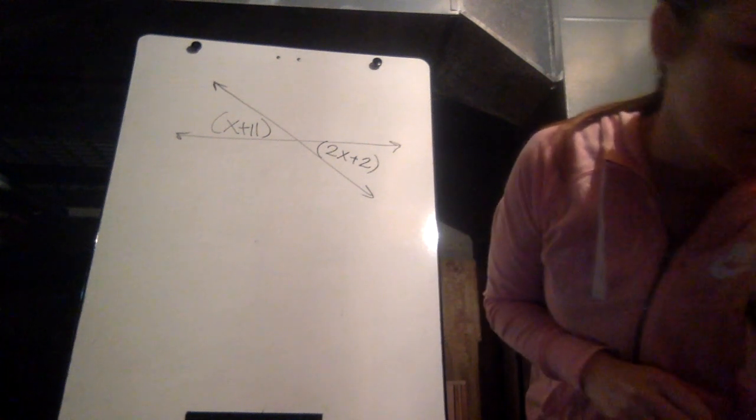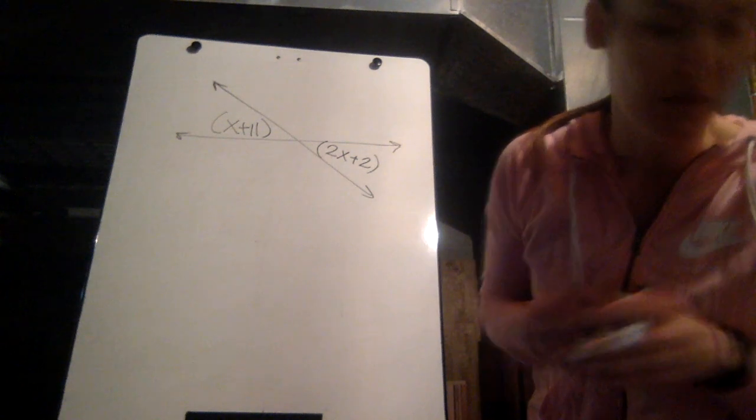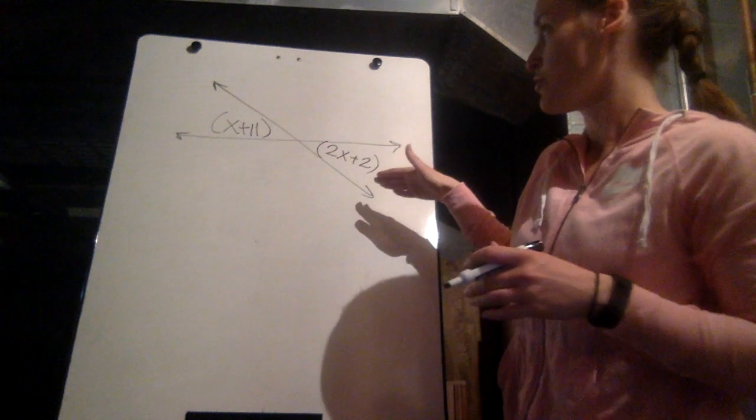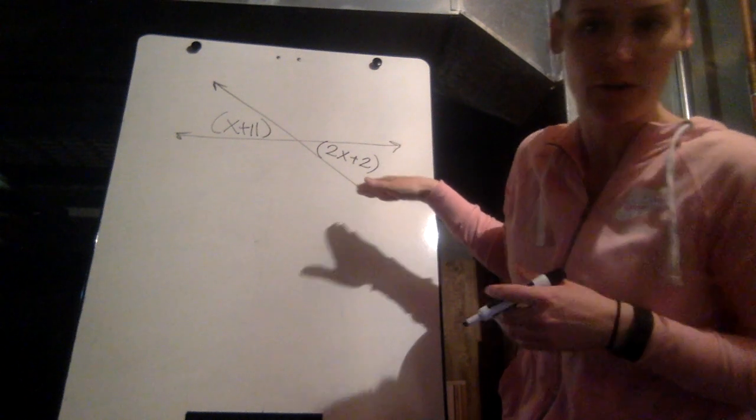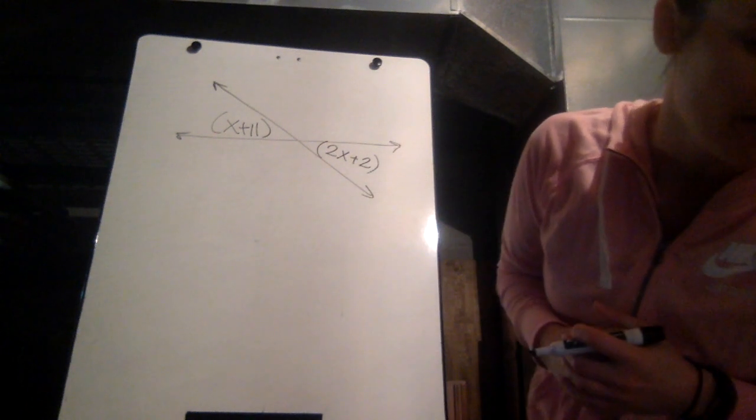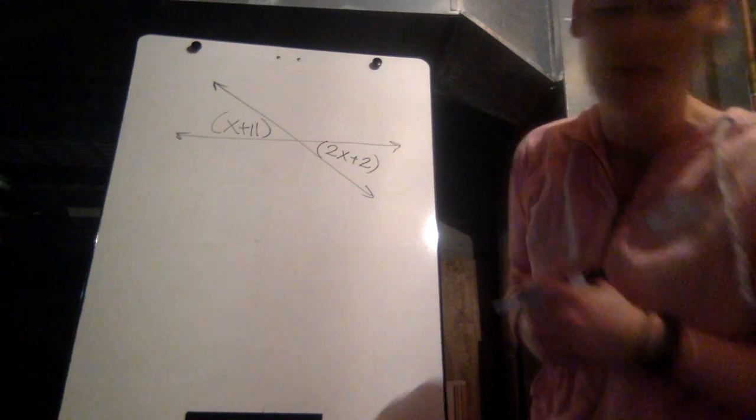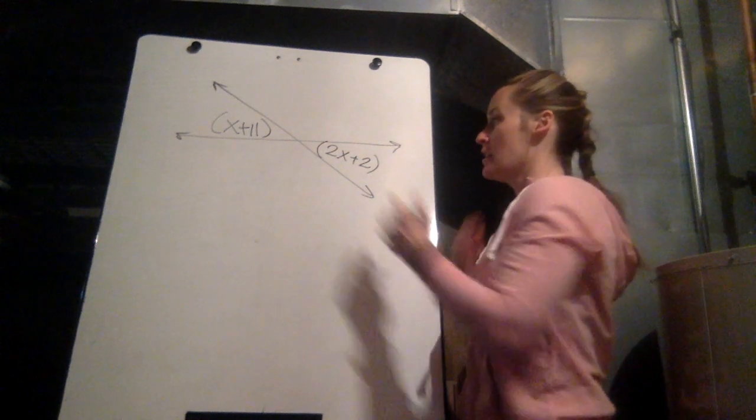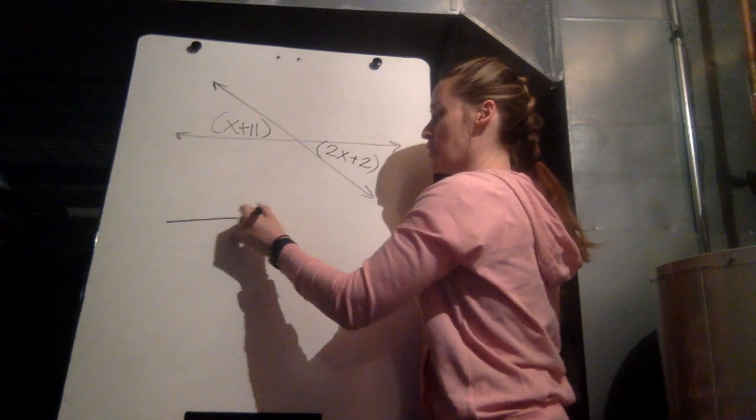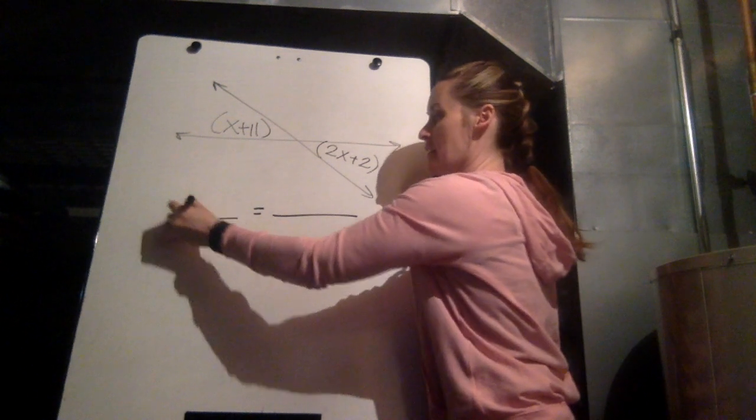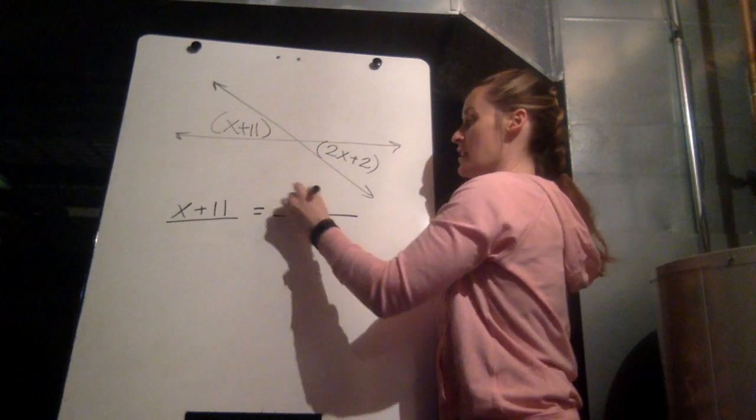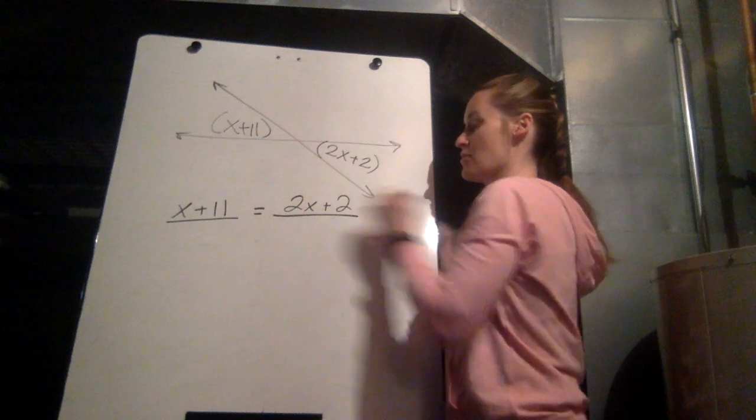So the question for this one says, we got a line, it's traversed by another line, it's bisecting it, creating angles, and it says, what is the value of x? And then it asks you to find an angle measure. So let's think. Again, we've got vertical angles, we know they're going to be equal. So I've got x plus 11, and then 2x plus 2.